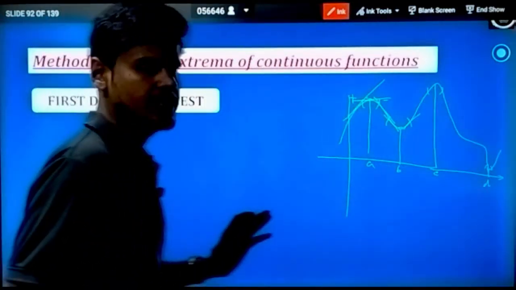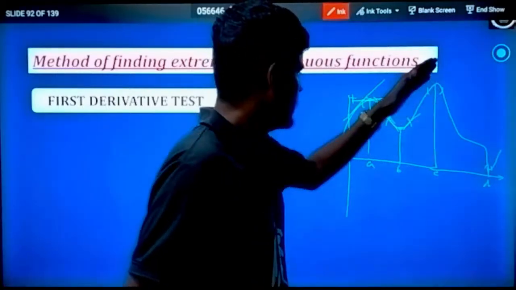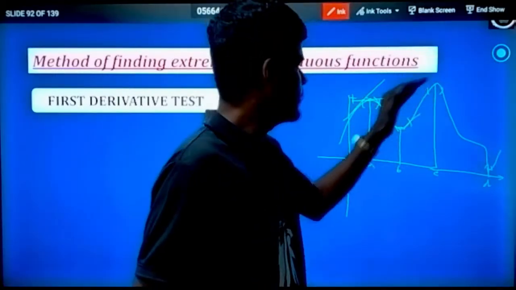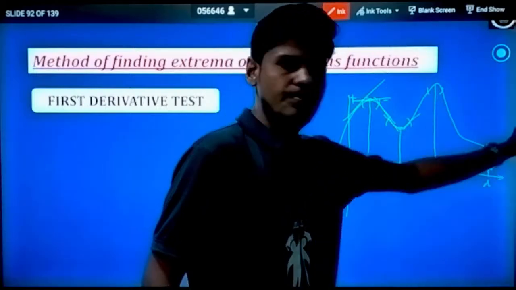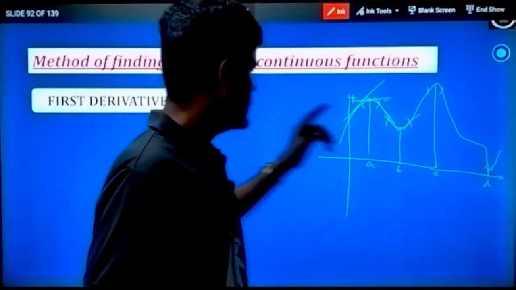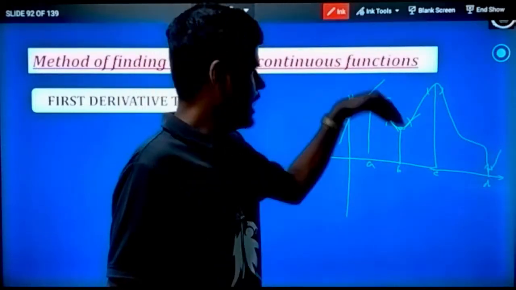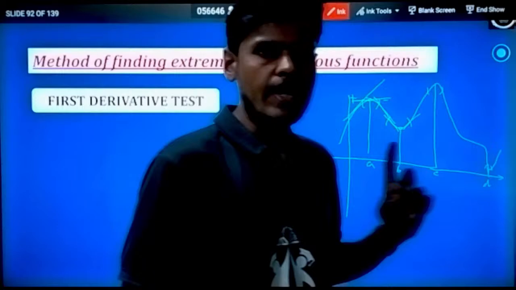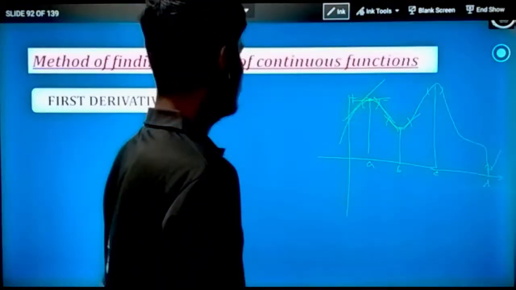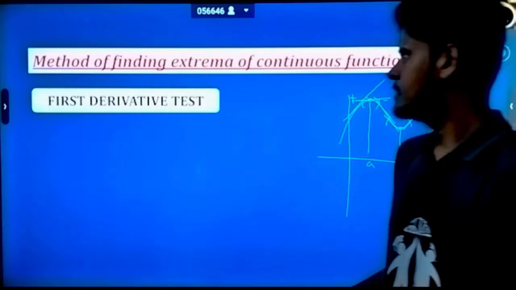So what is the first derivative test, students? Again, this is the same for these 2 points. Here also the tangent changes its slope from positive to negative. For this case, negative to positive. So when a tangent changes its slope from positive to negative, it is a point of maximum, and when it changes its slope from negative to positive, then it is a point of minimum. So that is the first derivative test.